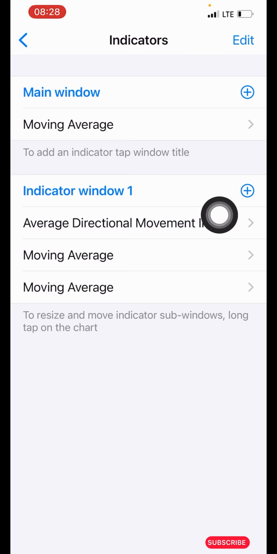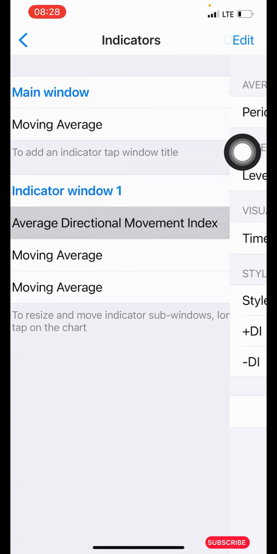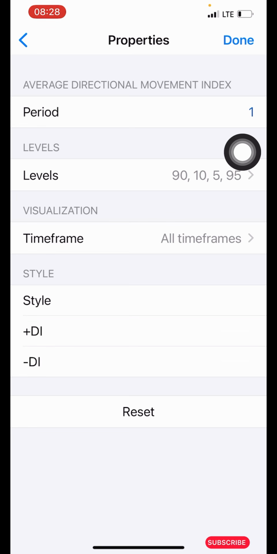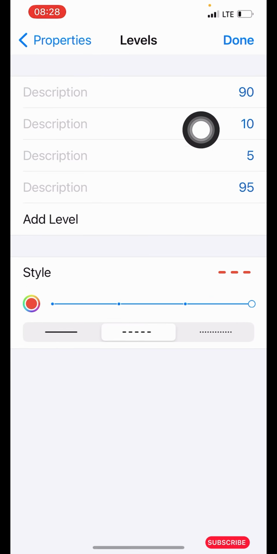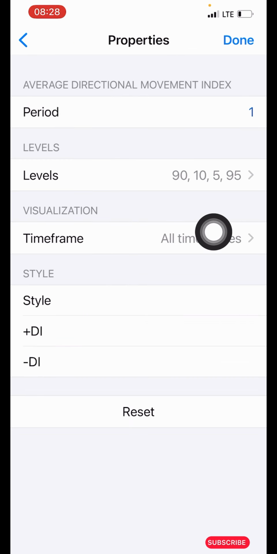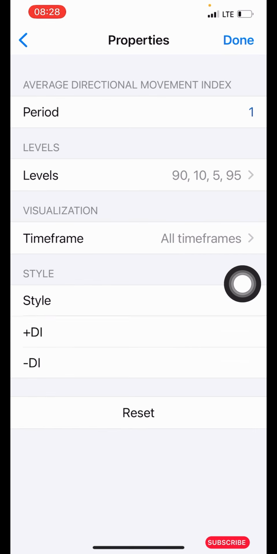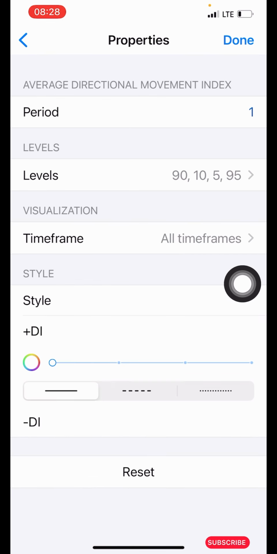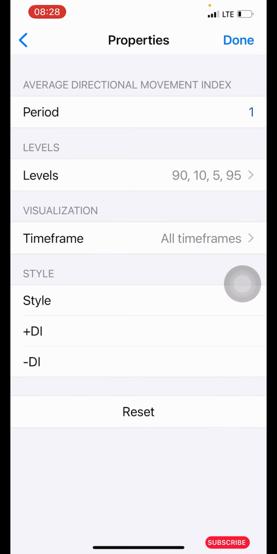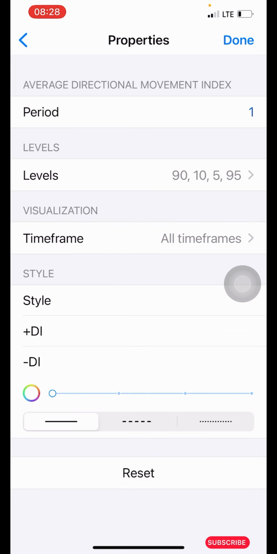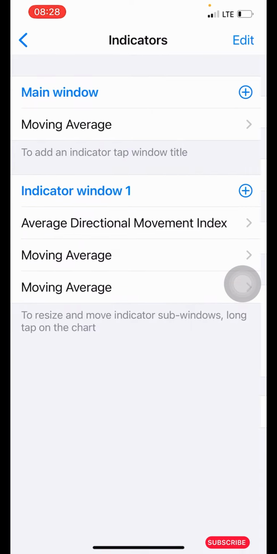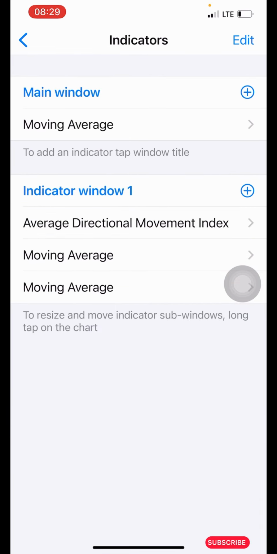Now the next indicator we have here is the average directional movement index. So you click on the main window plus icon again, you search for your average directional movement index. These are the setup. The period is 1, the level you make it 90, 10, 5 and 95. The color is red, 4 pixel, you click on done. The time frame is all time frame. Under the style, you make this the color of your background 1 pixel, this color of your background 1 pixel, all of them the color of your background 1 pixel, and then you click on done. That's it for the directional movement index.